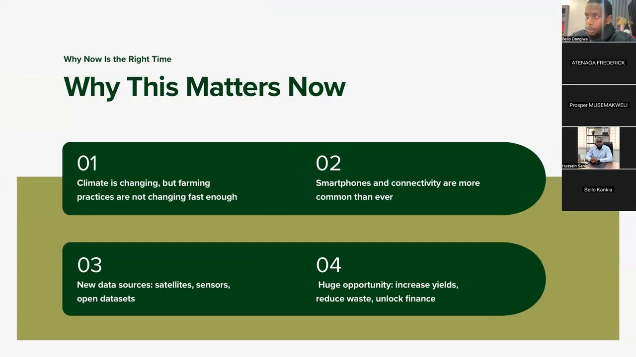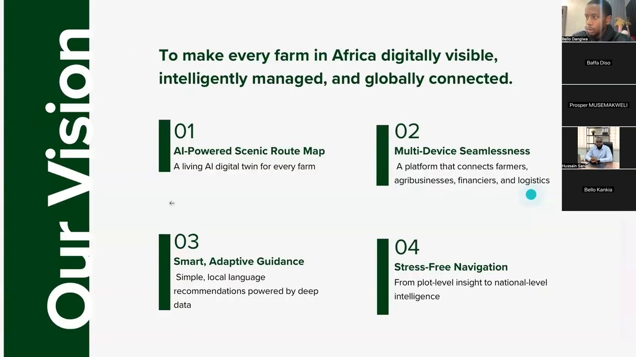We're at a turning point. Climate change is already affecting rainfall, pests, and growing seasons. At the same time, connectivity and data are available. If we turn all this complexity into simple, clear decisions for farmers, we can unlock massive value across the food system in Africa and across the world.